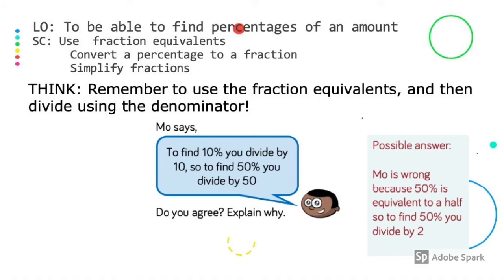That part is correct. However, 50% is equivalent to a half. So to find 50%, you divide by 2. This is why Mo is wrong. He's used his logic, but it's the wrong way to find a percentage of an amount.